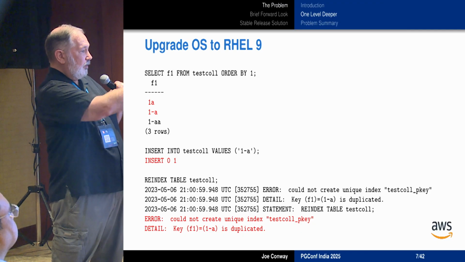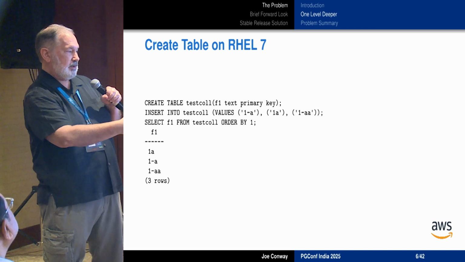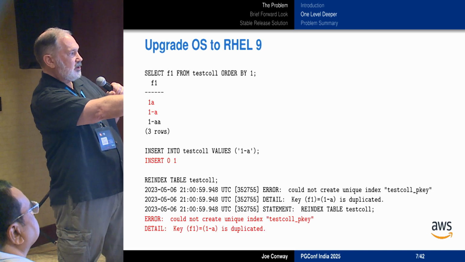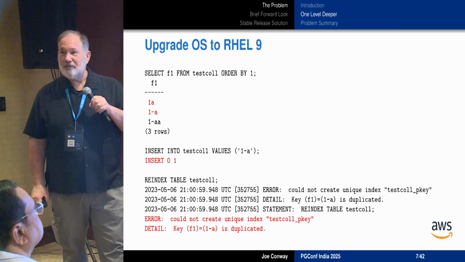And if you go back one slide here, I created this as a primary key, right? So I shouldn't be able to insert 1A again. But it works.